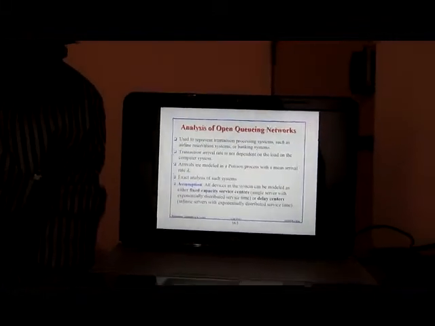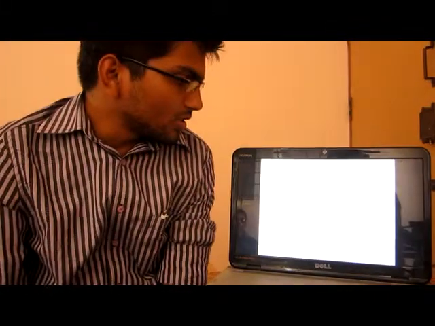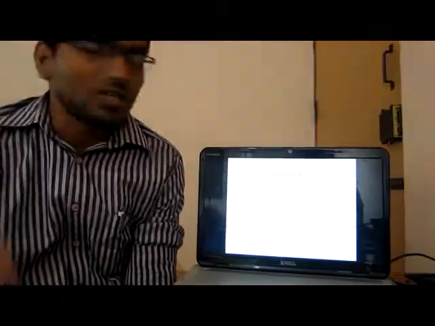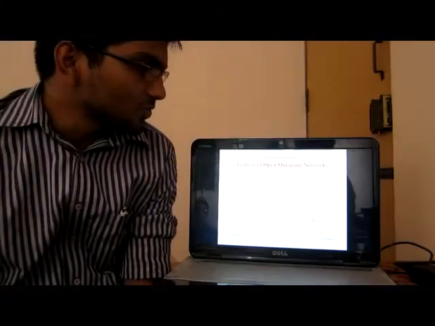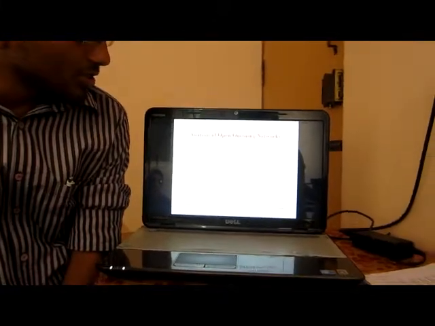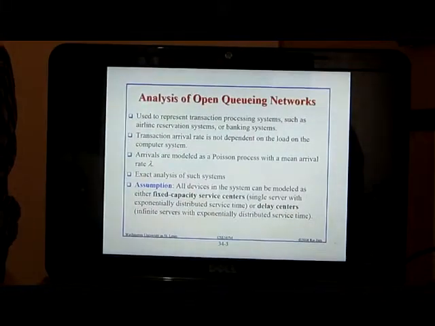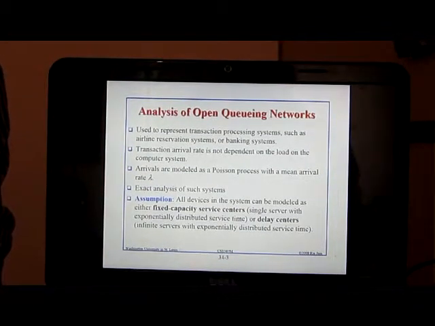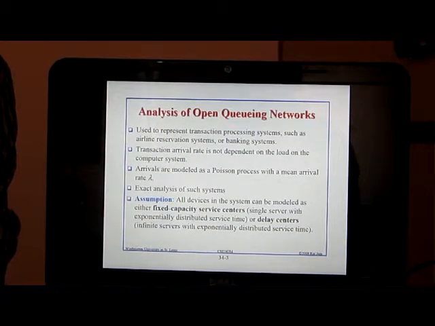Coming to analysis of open queuing networks, it is used to represent transaction processing systems such as airline reservation systems or banking systems. The transaction arrival rate is not dependent on the load on the computer system. Arrivals are modeled as a Poisson process with a mean arrival rate lambda. So, the exact analysis of such systems.